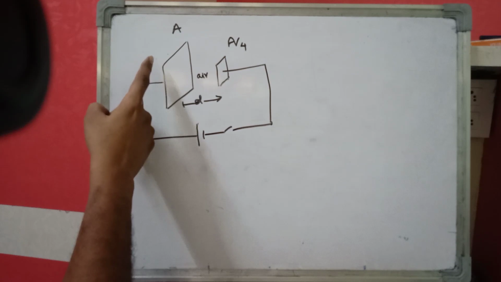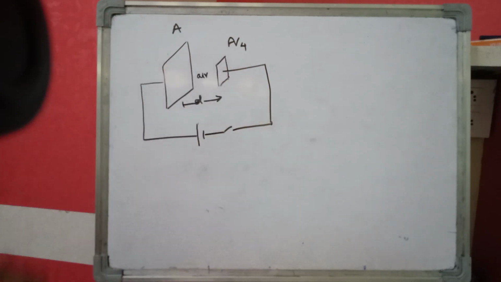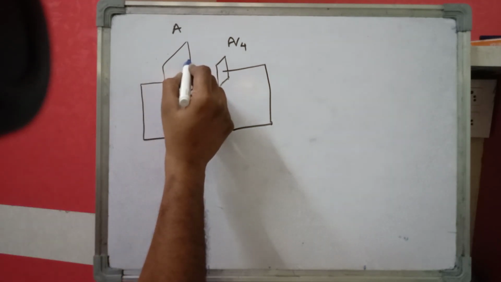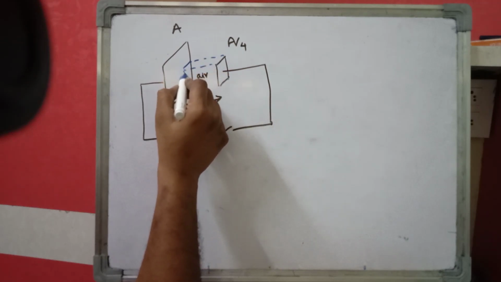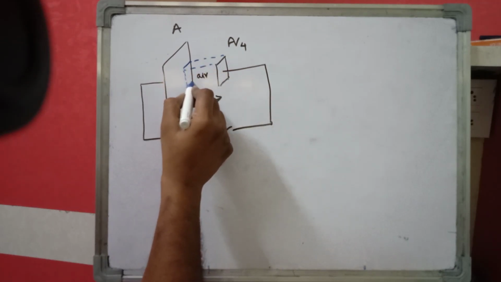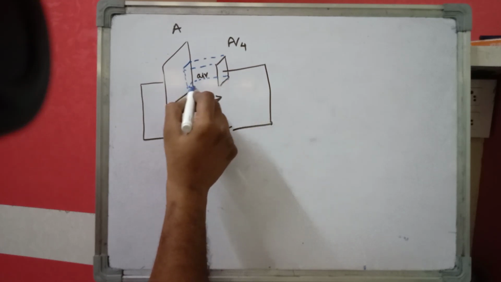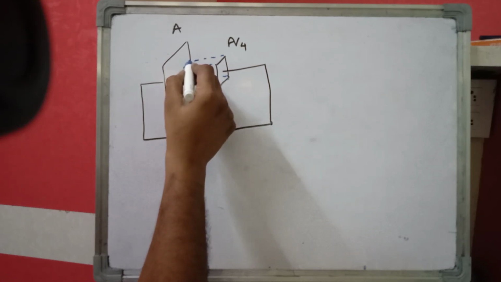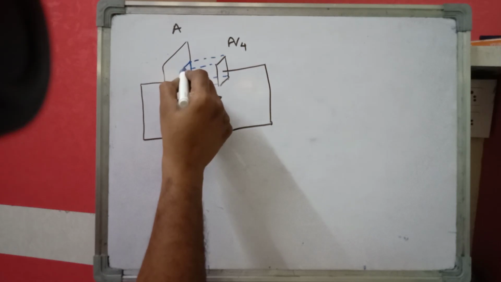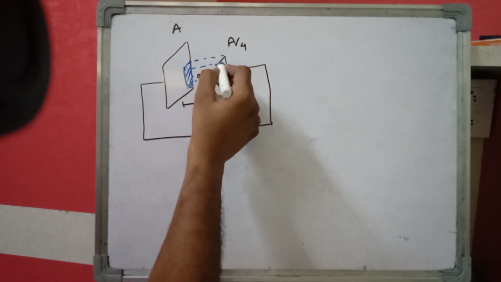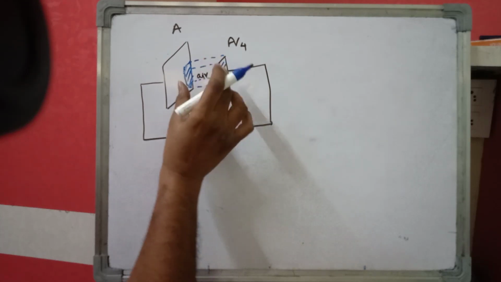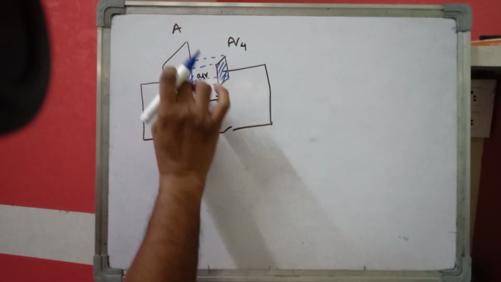This plate becomes the positive plate and this plate becomes the negative plate. Between these two plates an electric field exists. Electric field exists up to this mark, up to this portion only, meaning the area of this portion is also the same as that of A by 4. A by 4 means the electric field exists up to this area.